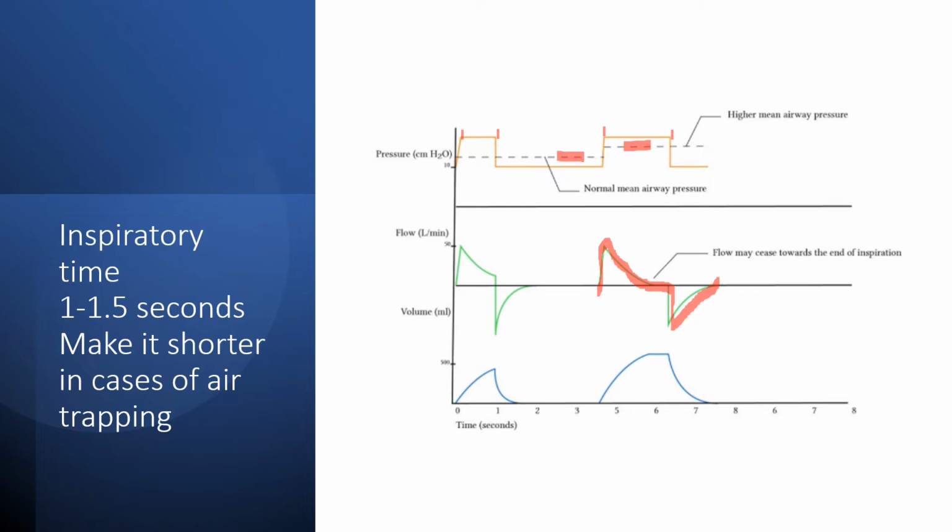You want to get the right IE ratio, and typically for a normal patient it's 1 to 1.5 seconds. I typically set it to about 1 second. And if you have a COPD, you may want to shorten the I time to 0.7, 0.8, so you have more time to exhale. And I'll show you the next picture, which will make this make sense.